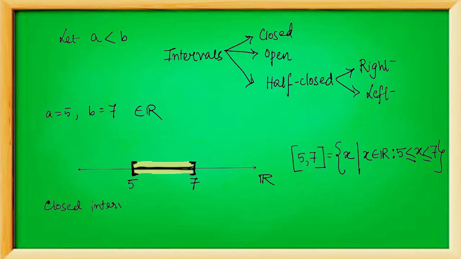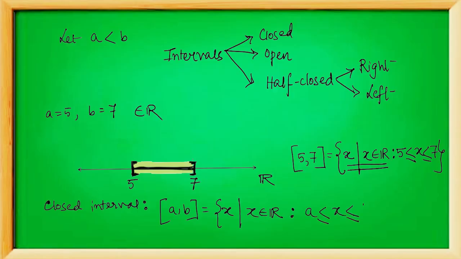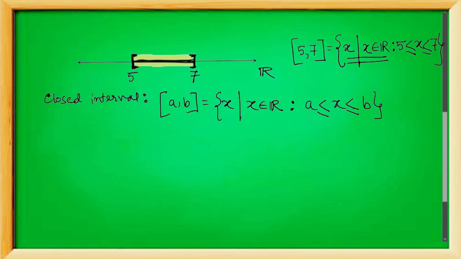If I have to write a closed interval formally, it can be written as the closed interval A comma B, which is the set of all those numbers. So you see, this is a subset of the set of real numbers, right? The set of all those numbers which are greater than or equal to A and less than or equal to B. In the same way, we can discuss an open interval.